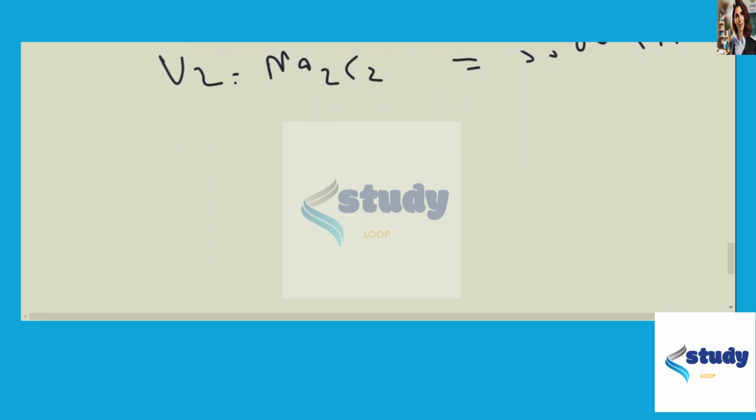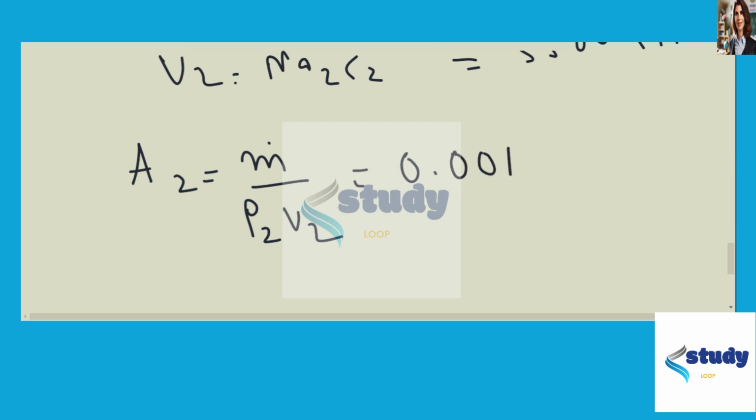Now the exit area, that is A2, equal to m dot divided by rho 2 V2, that is equal to 0.00164 feet square. So these are the things that we have to find out.